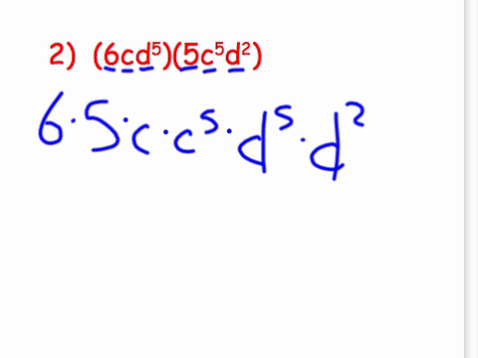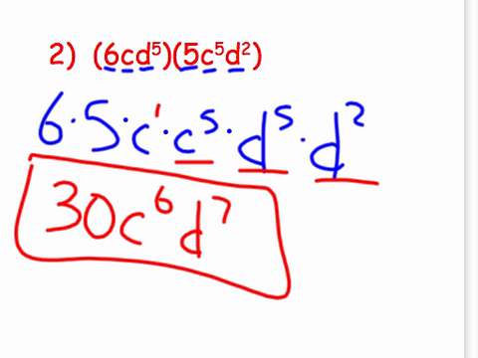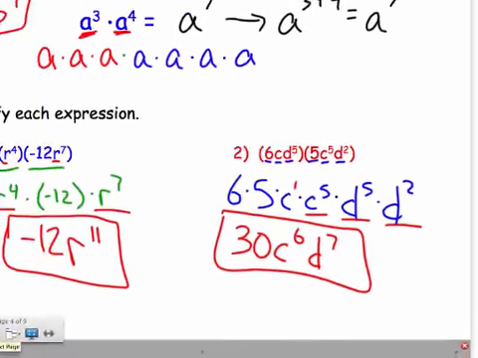And then just follow your rules. 6 times 5 gives me 30. C times c to the 5th, that's really c to the 6th. Because if you think about it, this is really c to the 1st power. And if I would expand my c to the 5th out, it'd be c times itself 5 times. So that'd be a total of 6 c's. So c to the 6th. And then we take our d to the 5th and d to the 2nd. We add their exponents for d to the 7th. And there's nothing else I can do with that to simplify. So that would be my answer.